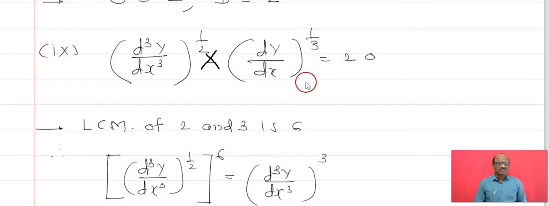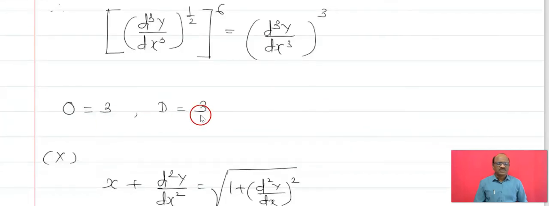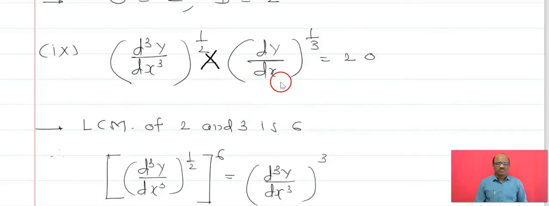Now the next is (d3y upon dx cube) raised to 1 upon 2 into (dy by dx) raised to 1 upon 3, that equals 20. Now what is the LCM of this? The LCM of this is 6. Therefore take the 6th power on both sides, and you will get (d3y upon dx cube) raised to 1 upon 2 raised to 6. And what will happen here? The order is 3 and the exponent, that is the degree, is 3. That you have to solve. Take the 6th power on both sides.